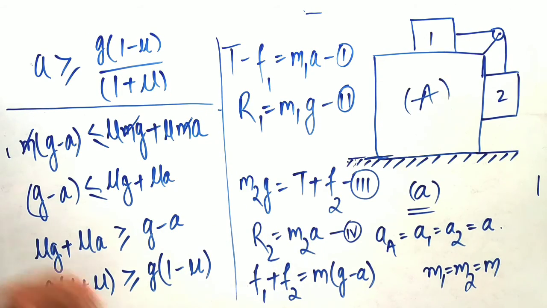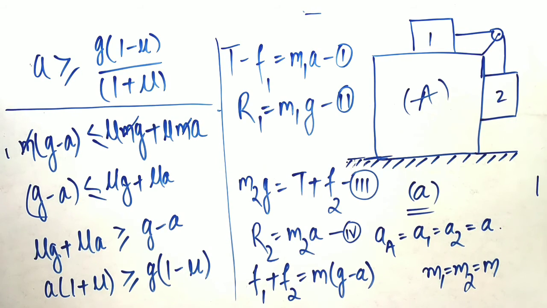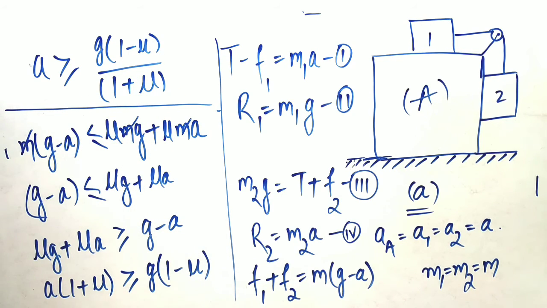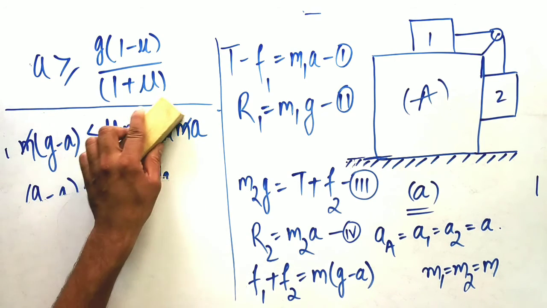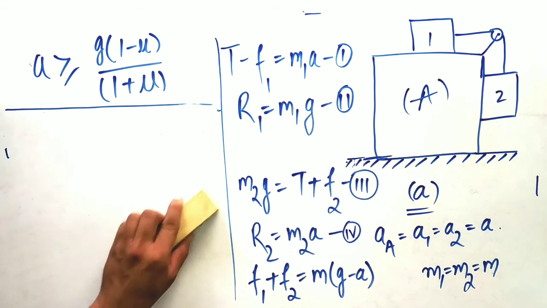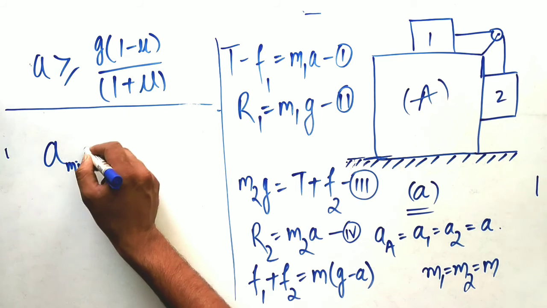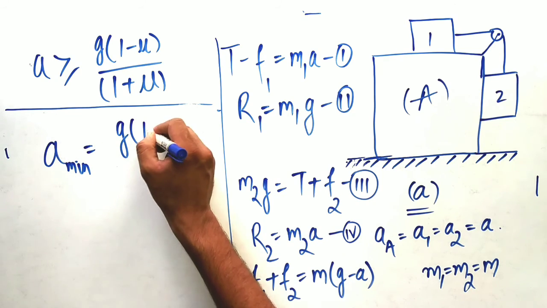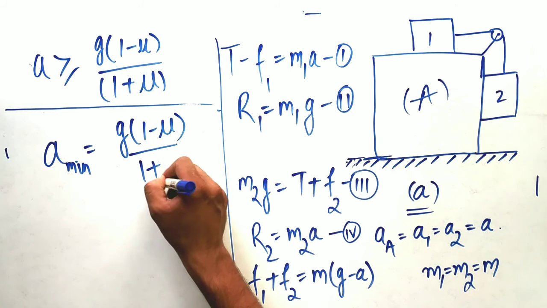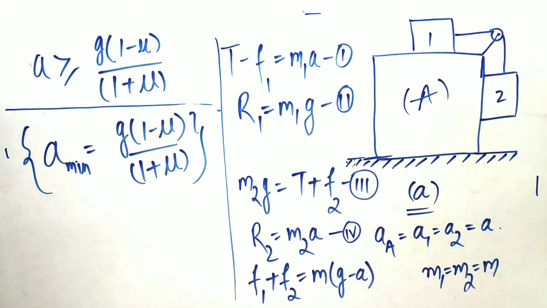So, for all of these conditions to be satisfied, the value of acceleration must be larger than g into 1 minus mu divided by 1 plus mu. What is the minimum value of a acceptable here? The minimum value of a acceptable here is a minimum equal to g times 1 minus mu divided by 1 plus mu. That's it. That is the answer, the minimum acceleration.